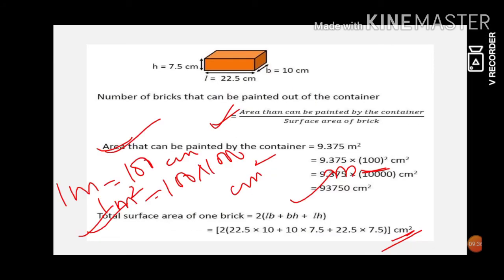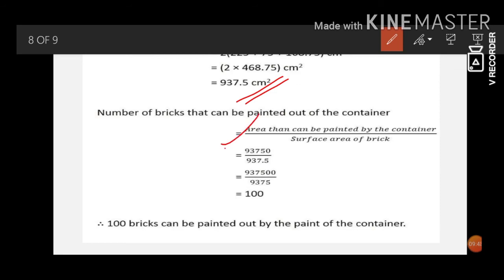So now we have both areas in centimeter square, and in the first line of the answer, we have written the number of bricks equals the area that can be painted by the container divided by the total surface area of the brick. Both are in centimeter square, so centimeter square by centimeter square will cancel each other, and we will get only a number. Moreover, the number of bricks does not have any unit, so there will be no unit in this case.